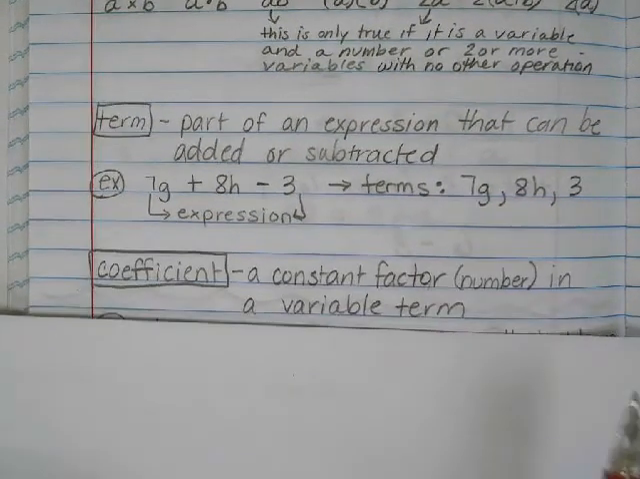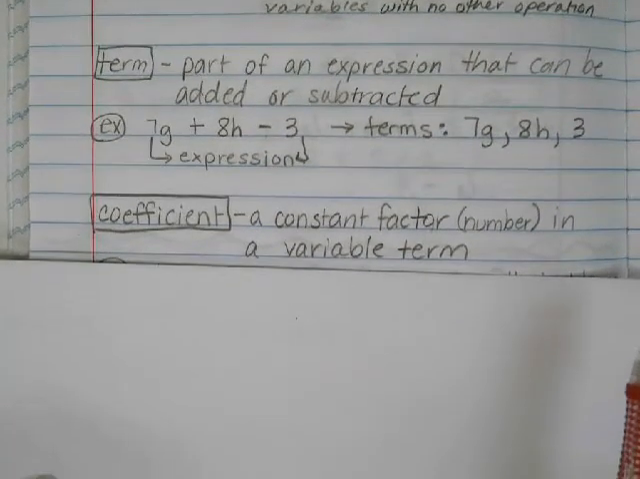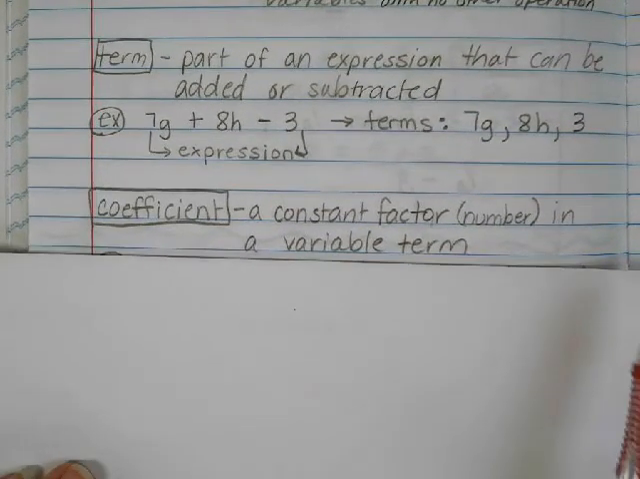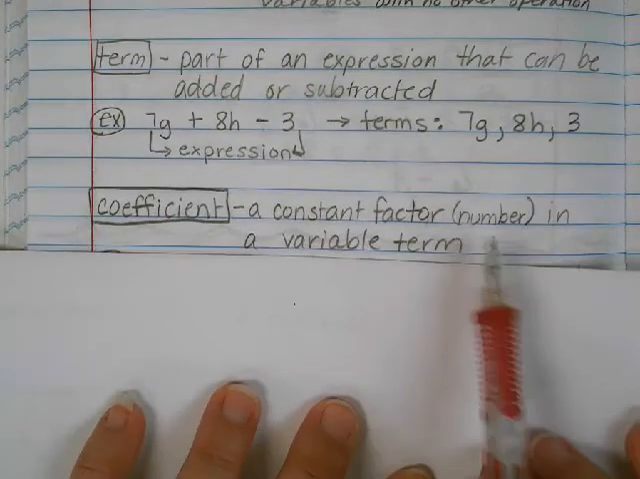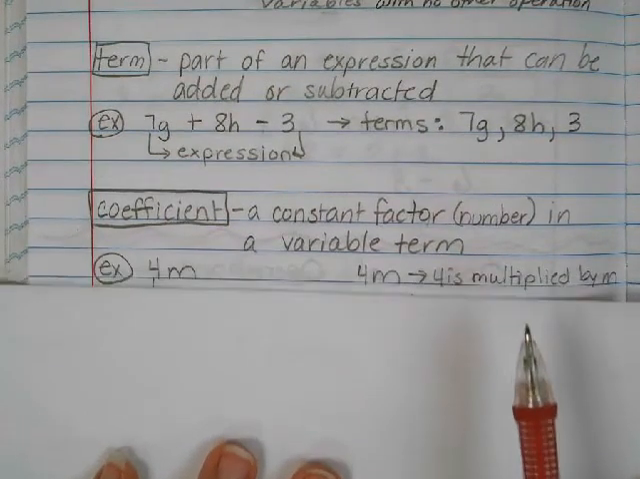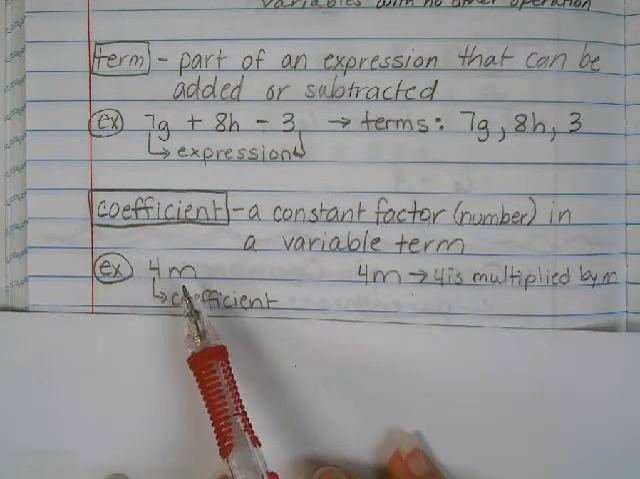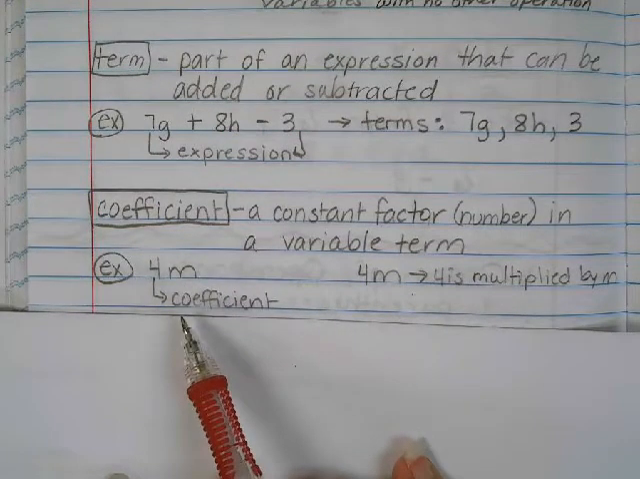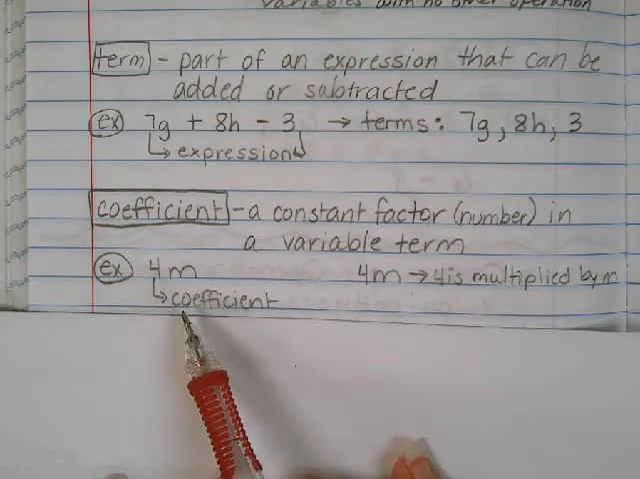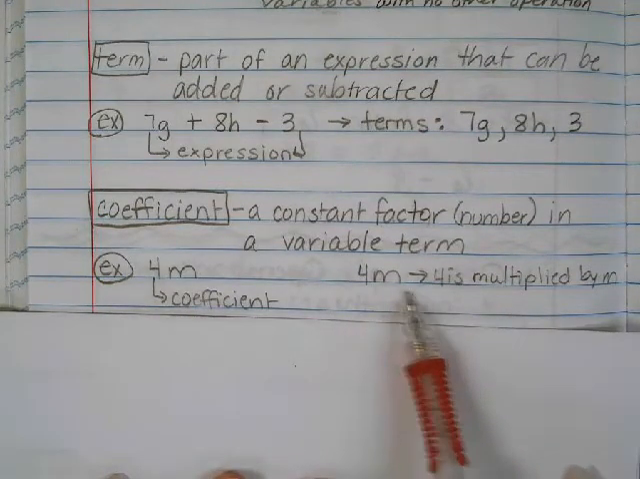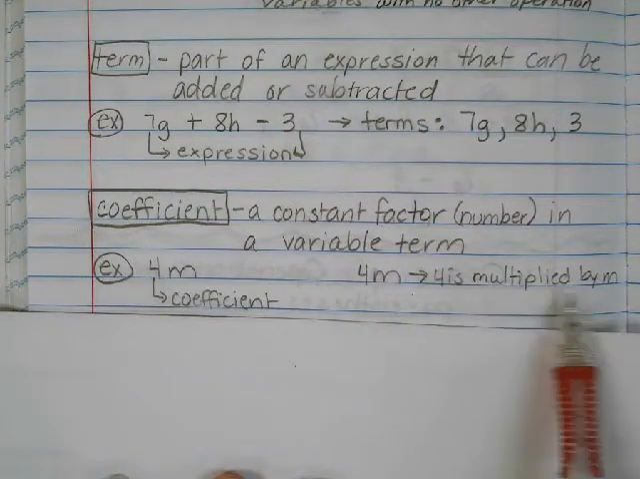Next, we're going to talk about the vocabulary word coefficient. A coefficient is a constant factor or number in a variable term. So, for example, in 4 times m or 4m, the number 4 is the coefficient. In 4m, 4 is multiplied by m.